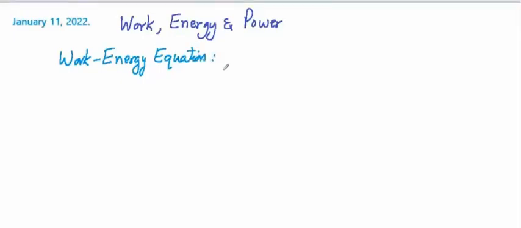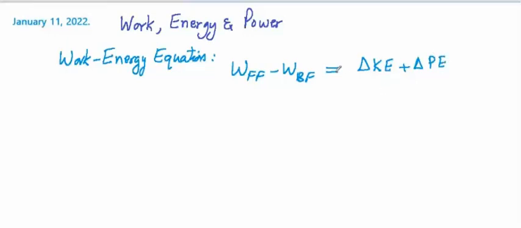So the work energy equation is: work done by the forward forces minus the work done against the backward forces is equal to the change in kinetic energy plus the change in gravitational potential energy. Since we are dealing only with gravitational potential energy and kinetic energy, on the right side we write only these two changes, not the thermal energy or electric energy or elastic potential energy.